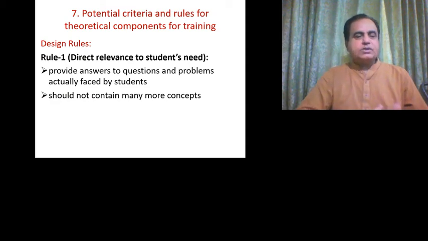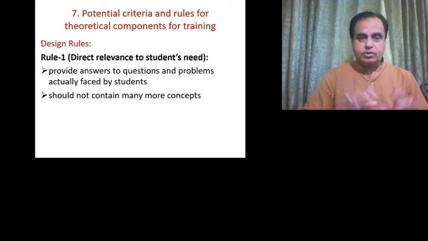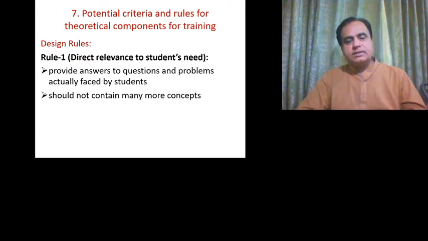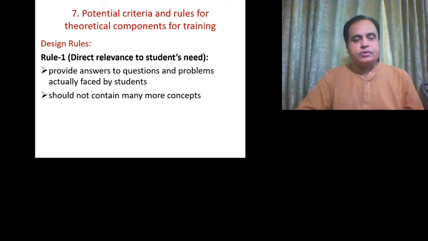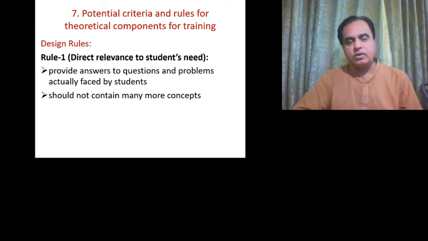What are the design rules? Design rule number one is direct relevance to students' need. The theoretical components should be directly relevant to the students' need. They should provide answers to questions and problems actually faced by the students while they are learning translating or interpreting.